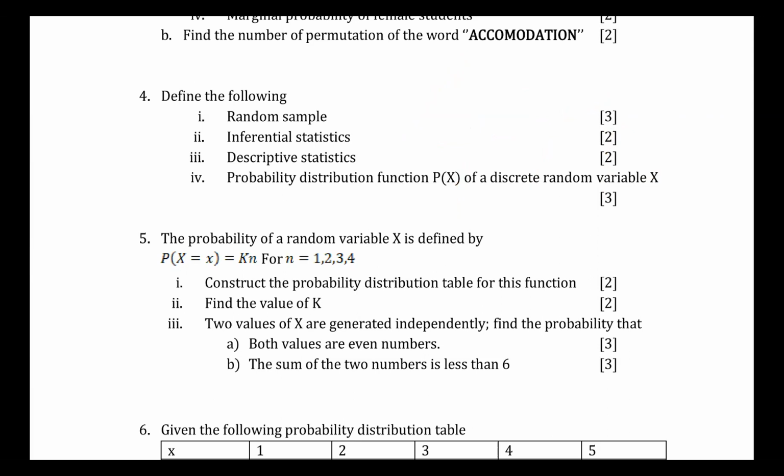Okay. Now, on question number 4, can you define the random sample? Anyways, I think this is boring. You even know that.